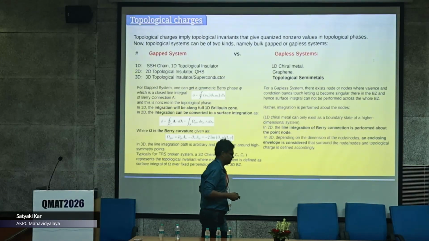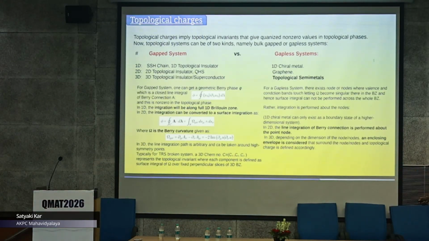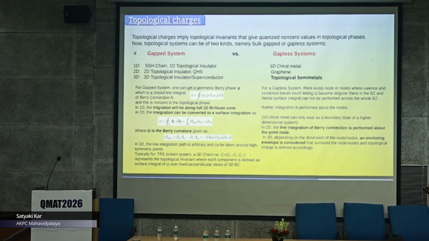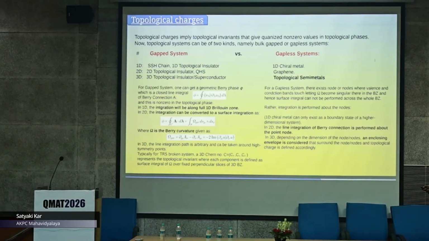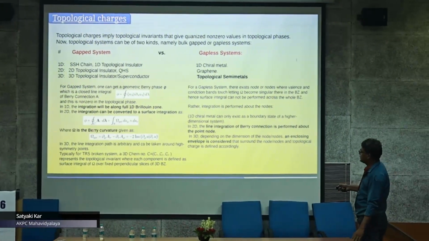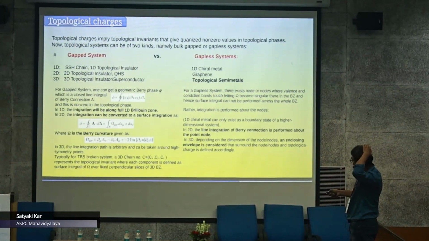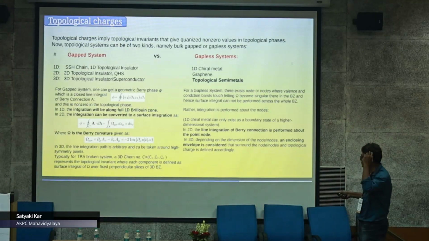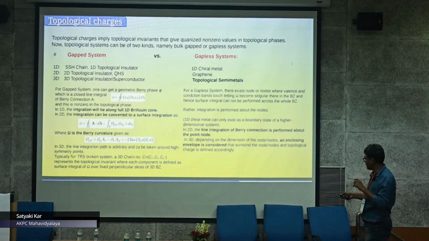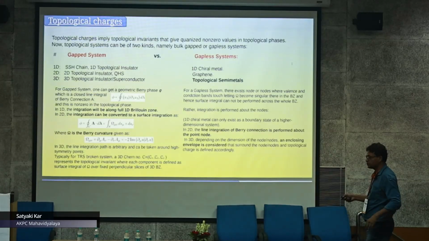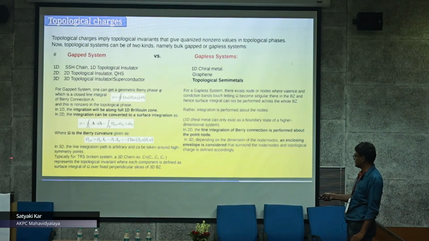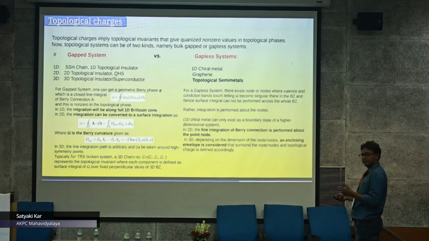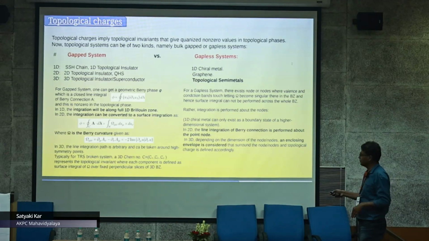Then in 2D, you can go to the surface, you can go to this Berry curvature surface integral. These are the standard things where this omega is given in this form. And for 3D, the integration path is arbitrary, so it can generally be taken around high symmetry points. Typically for TRS broken systems, you can have a 3D Chern number, which has three components, and these components can be given as some surface integral of omega, which is the Berry curvature.